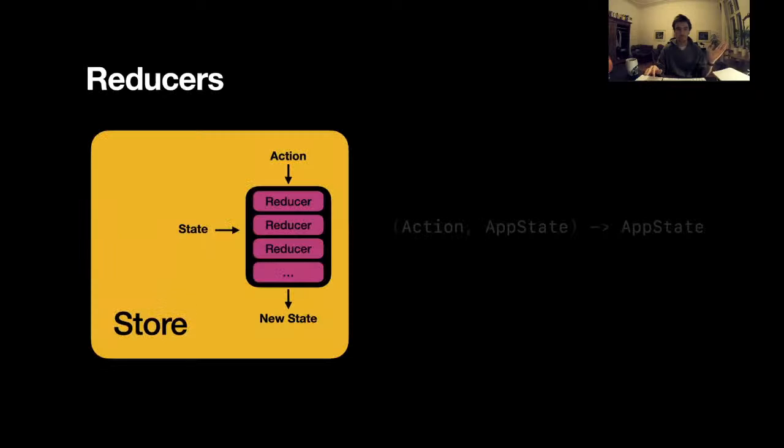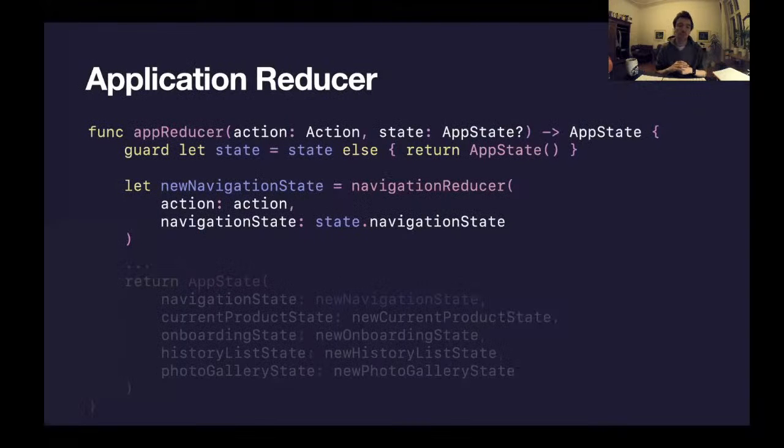Anyways, then we have this thing called reducers, which is the main business logic part of the app. As we discussed previously, they live inside the store, they get the action, they also get the current state, and they return a new state. So it's basically a function which takes two parameters, action and state, and returns state. Makes sense. So this is how it looks in real life.